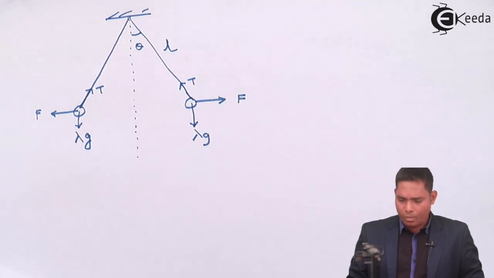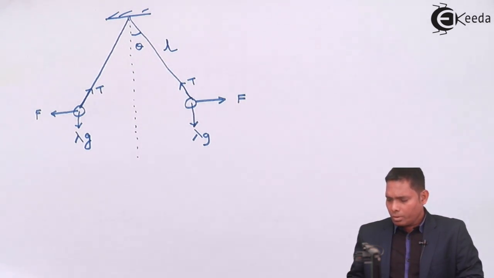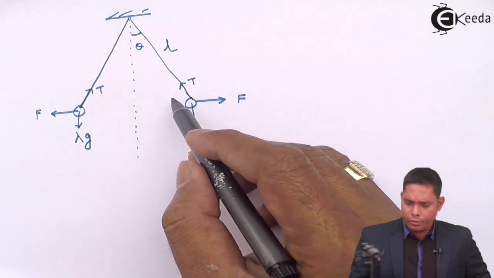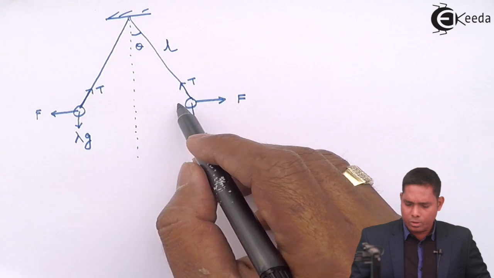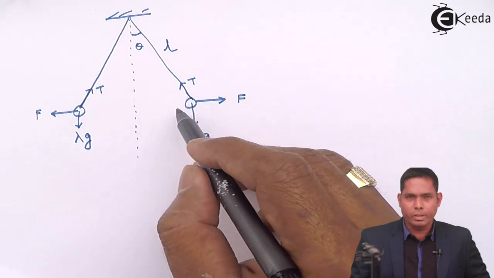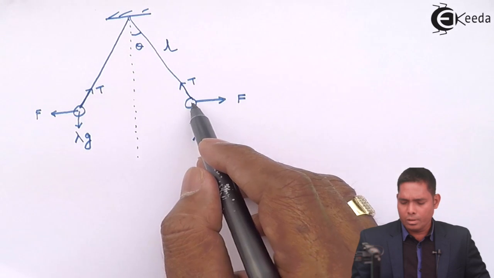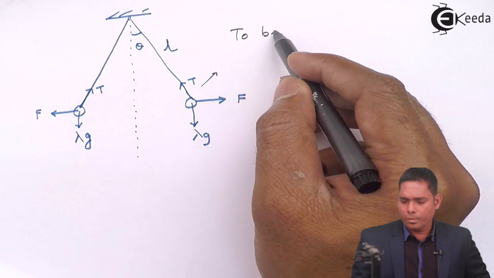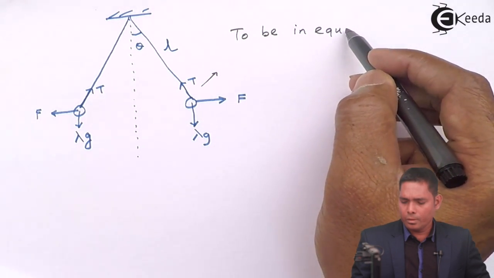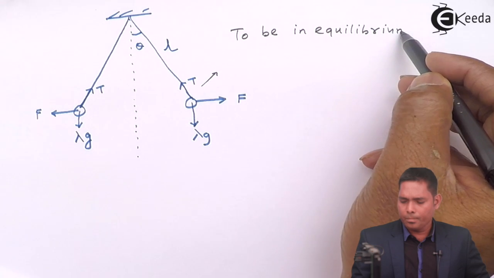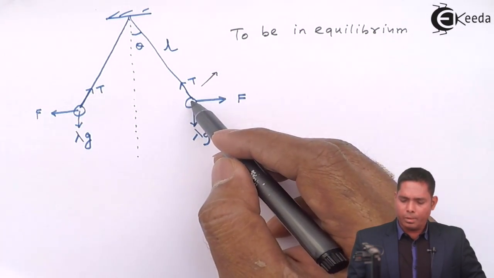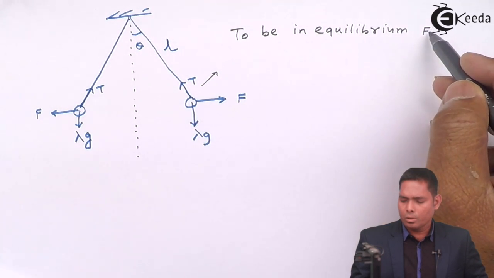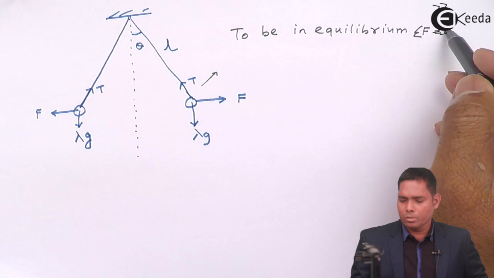Now what I will do: if this is in equilibrium, then the net force on this will be 0. When the net force is 0 for this wire or this wire, suppose I am talking about this wire, for this to be in equilibrium, the net force on this should be equal to 0.